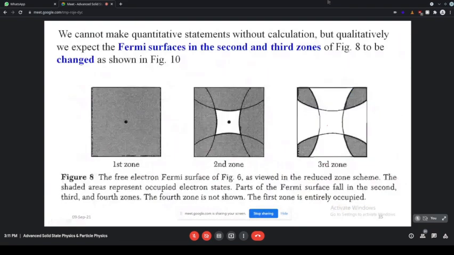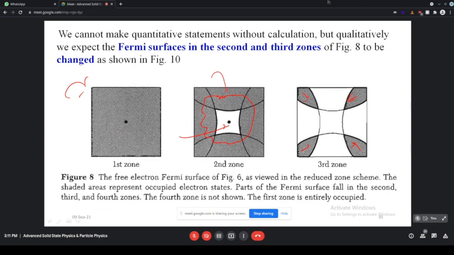Therefore, in some cases, as we discussed, this is the first zone which is filled with the Fermi surface, and these are the Fermi surface of the second zone. The filled energy levels, and these are the unfilled energy levels. And similarly, these are the parts of the Fermi surface of the third Brillouin zone. Okay, what we can see here, this is empty, and this is surrounded by the filled electrons.